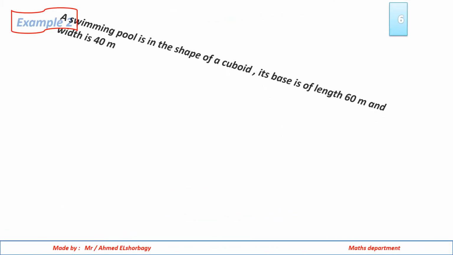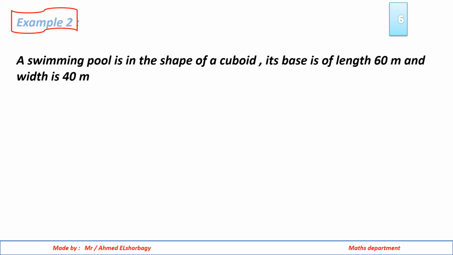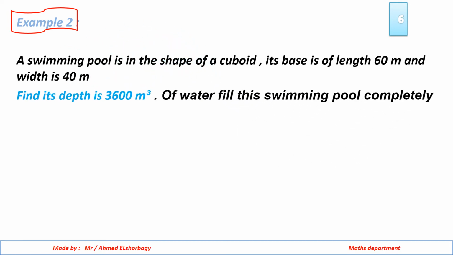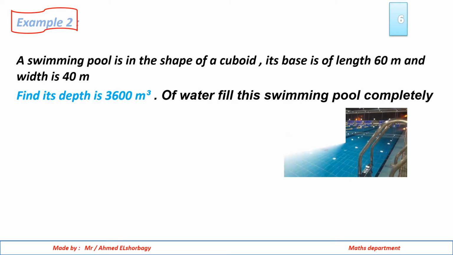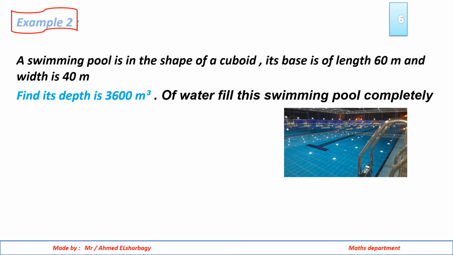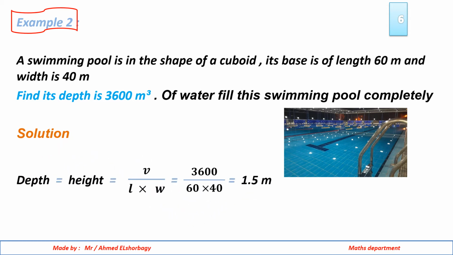Example number 2. A swimming pool is in the shape of a cuboid. Its base is of length 60 meters and width is 40 meters. Find its depth if 3600 cubic meters of water fills this swimming pool completely. We have length 60 meters and width 40 meters, and we have the volume 3600 cubic meters. So from the rule, depth equals height, so volume over length times width equals 3600 over 60 times 40 equals 1.5 meters.